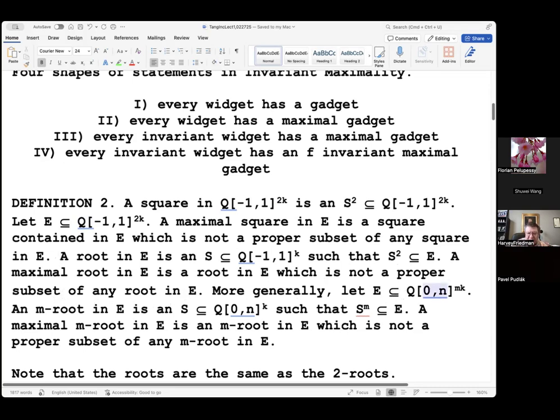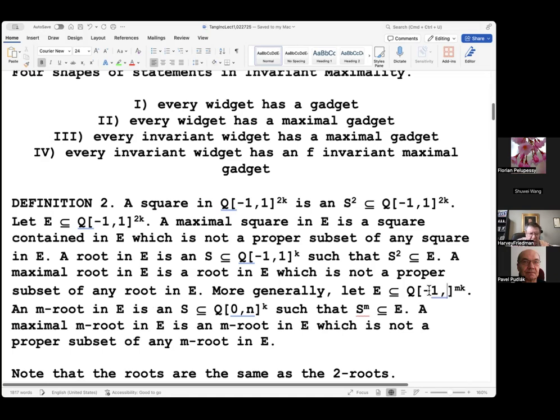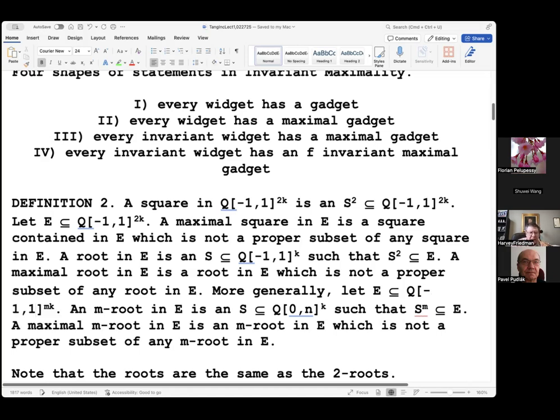More generally, if I have an M root, sorry, that should be -1. I used to use these other spaces, I only use one space now. The interval from -1 to 1 is all that's used here, such that S to the M is contained in E. A maximal M root is an M root which is not a proper subset of any M root. Note that the roots are the same as the two roots.